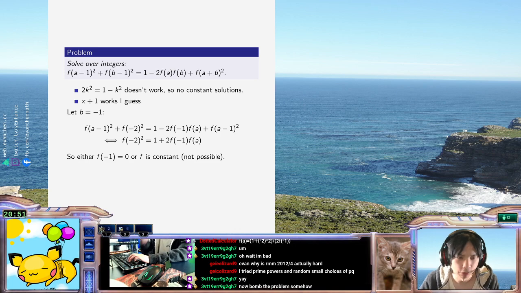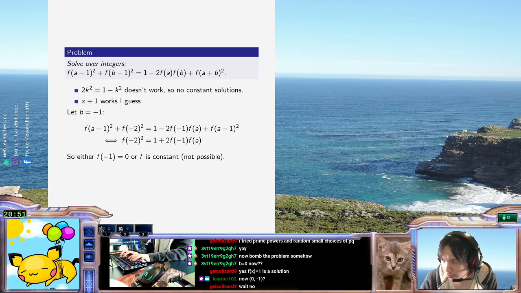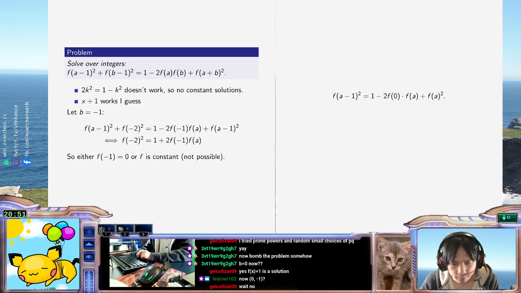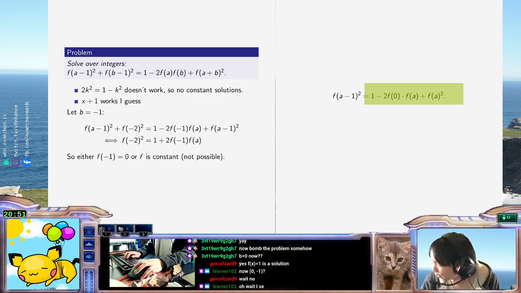Okay, now what we're going to do is let b equal 0. The reason I'm doing this is I'm trying to get a recursion, and I think that'll work. So now that we know f of minus 1 is 0, we get 1 minus 2 f0 times f of a plus f of a squared. So f of a minus 1 is like the square root of that thing, I guess.